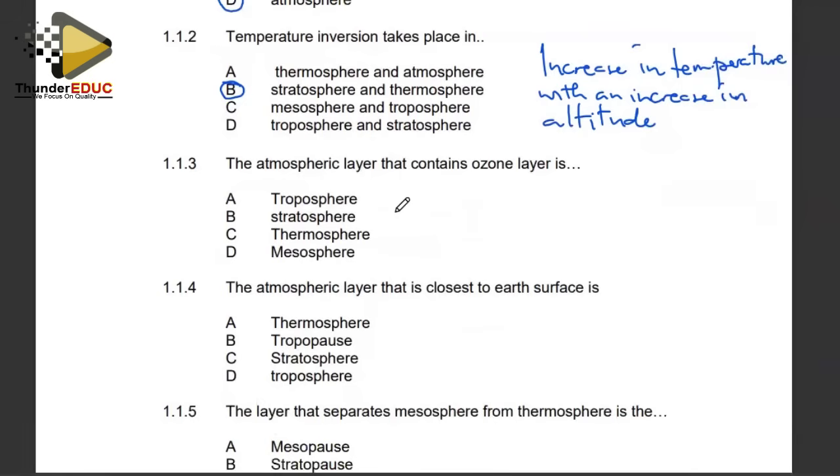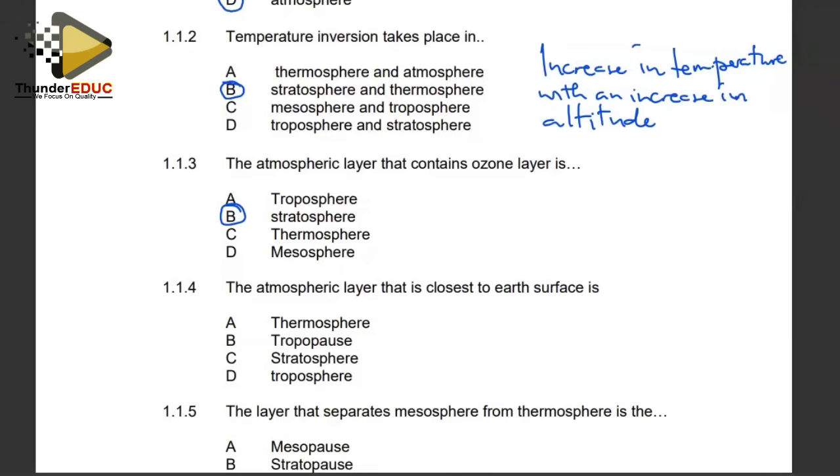Right. Number 1.1.3, it says the atmospheric layer that contains the ozone layer. Where do we find our ozone layer? What is the ozone layer? We talked about the ozone layer as a protective layer from harmful rays of the sun. The sun produces ultraviolet rays, which are harmful to human health and to ecosystems on the earth. So there's a layer responsible for limiting the amount of those dangerous rays that can reach the Earth's surface, which is called the ozone layer. So you find our ozone layer in the stratosphere, which is B.